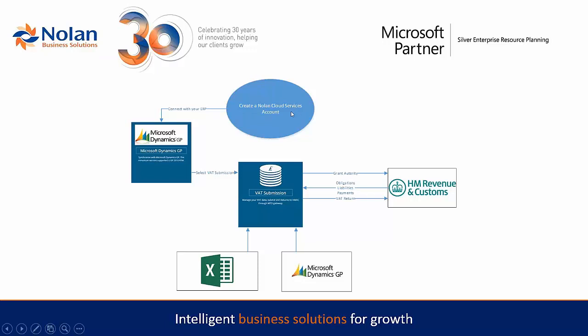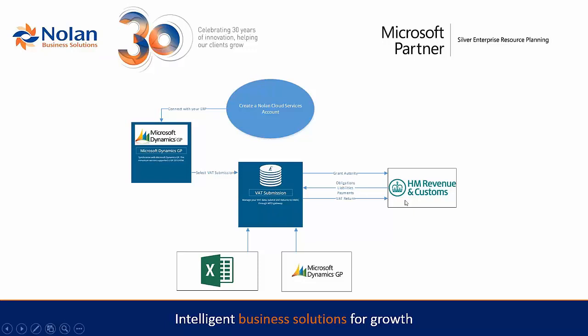So any customer can come onto Nolan Cloud Services and create their own account. As part of the account setup, we also invite you to connect with your ERP system. So today we're talking about connecting with Microsoft Dynamics GP. Once you're connected with Microsoft Dynamics GP, or once you've created a Nolan Cloud Services account, you're able to go into our VAT submission app.